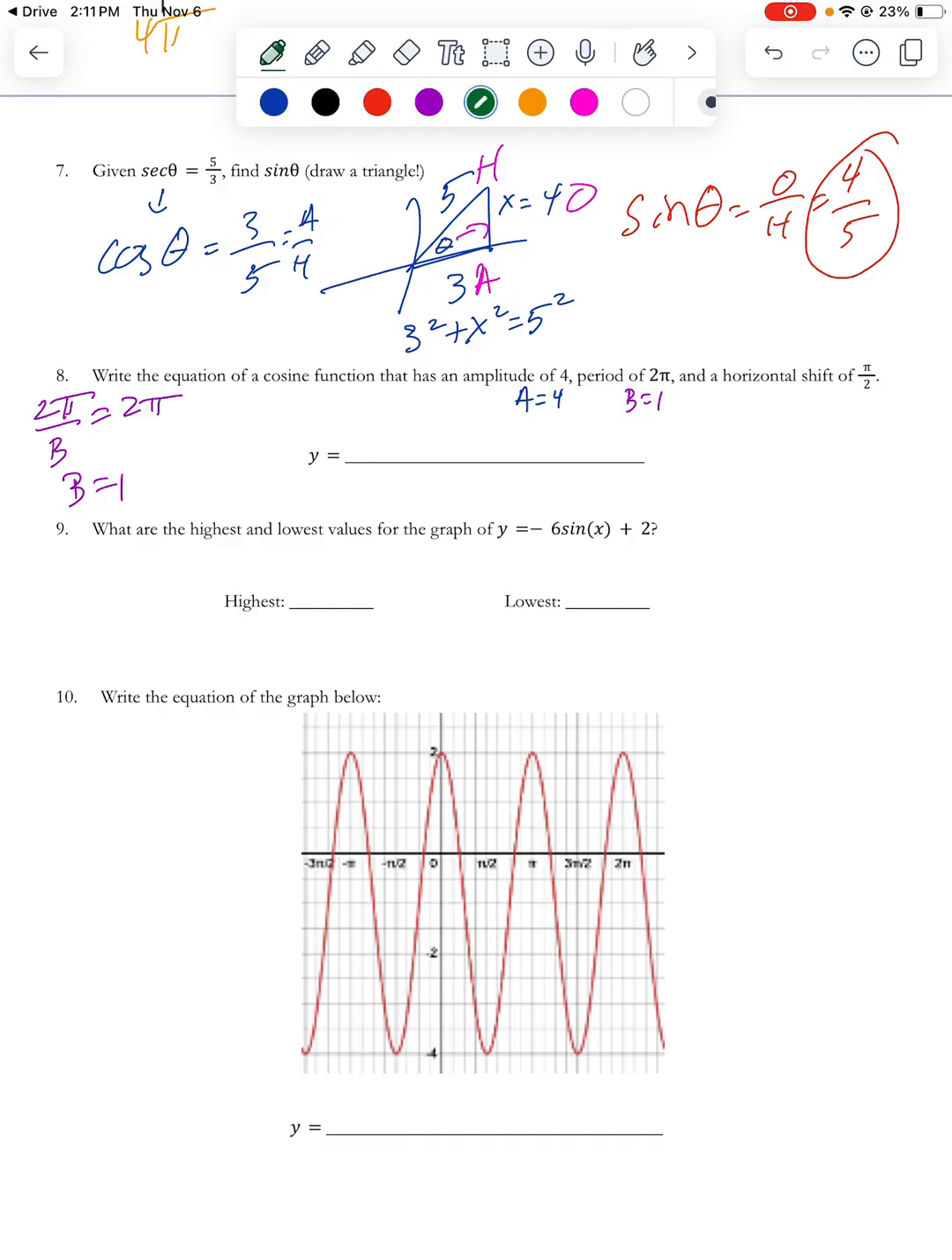The horizontal shift tells me that c equals pi over 2. It doesn't tell me which way to shift. Okay, it doesn't tell you which way to shift. So there are technically 2 answers for this.